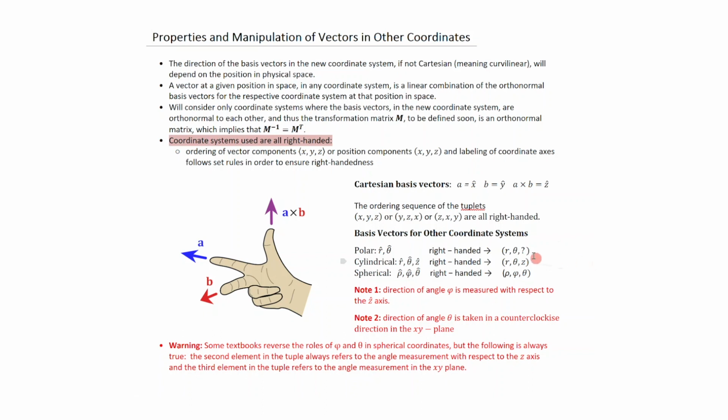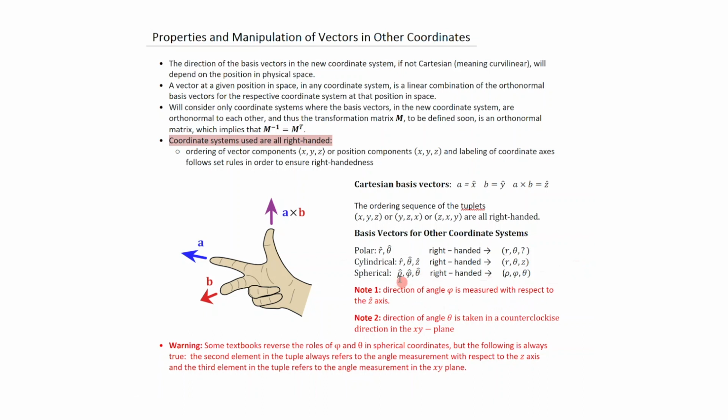And so theta is always taken to be in a counterclockwise direction in the xy plane. Here it's clear: this is r, theta, followed by z. You can look at this ordering. If you used your right hand, you'd find that r hat, theta hat would produce z hat, and you'd have a right-handed system.